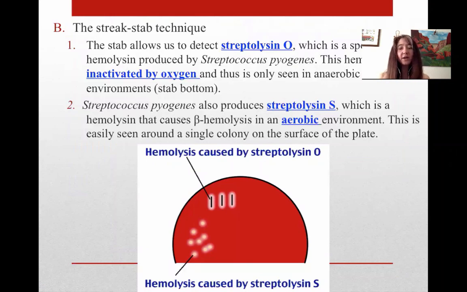So when we streak a plate with the strep throat causing bacterium, we can find both Streptolysin S on the surface of the plate and Streptolysin O deep down in the stab marks. So if you did happen to see a lot of beta hemolysis on your throat swab plate, then you would want to look also at the bottom of your stab marks to see if they become even more clear at the very base of the stab mark, and that would be indicative of Streptolysin O.